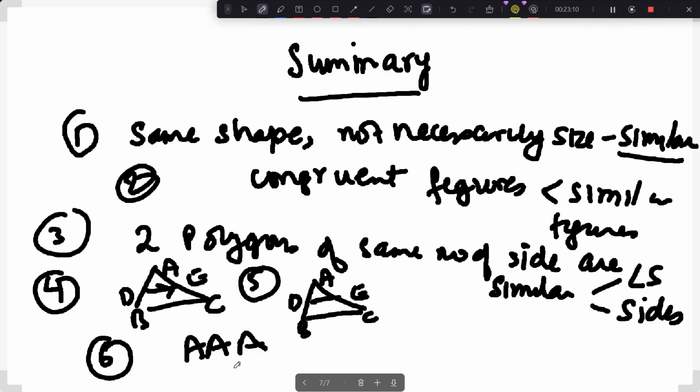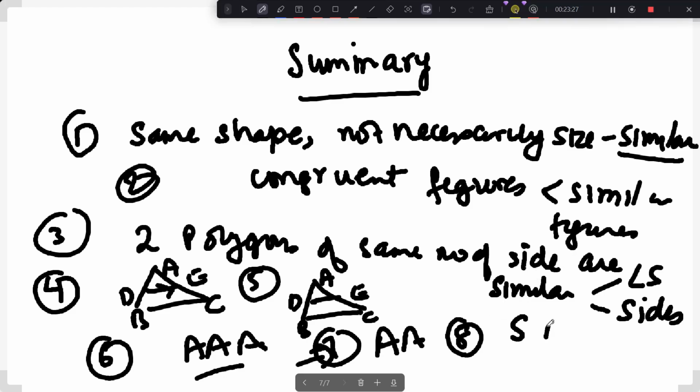Sixth point, for triangles, it can be similar by AA criterion. Then we have for two triangles, SSS, and the ninth one was SAS, right? So what did SAS say? If in two triangles the corresponding sides are in the same ratio, then the corresponding angles are equal, and hence the triangles are similar. And if one angle of a triangle is equal to one angle of the other triangle, and the sides including these angles are in the same ratio, then the triangles are similar.